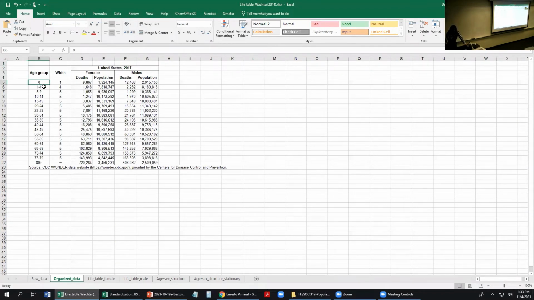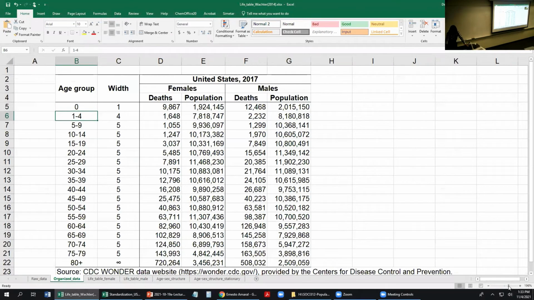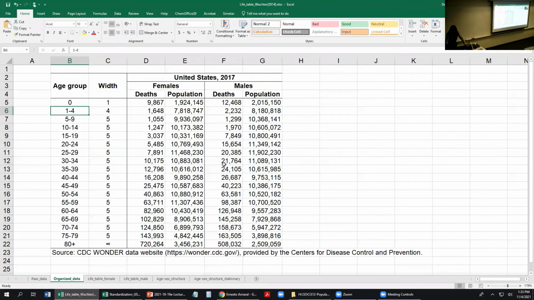0 to 1, 1 to 4, and then the 5-year age groups, 5 to 9, 10 to 14, and so on. So pretty much getting the data from before. And then the last one, 80 plus, I add up those last rows, 80 to 84, 85 to 89, and so on.